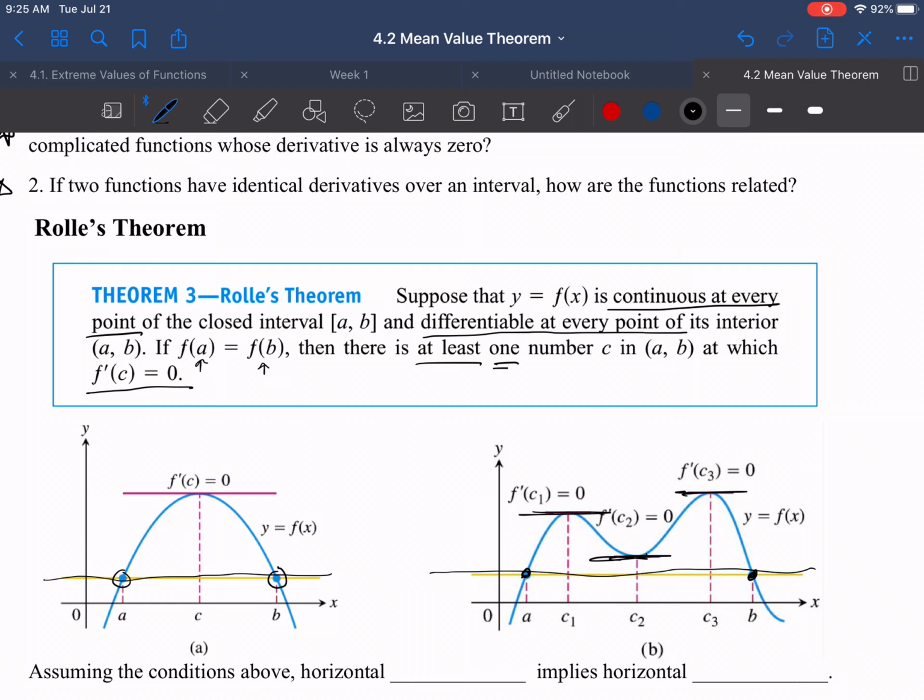All right, so assuming the conditions above, a horizontal line connecting 2 points on the graph implies at least one horizontal tangent between the 2 points. All right, I'm not going to write all that in.